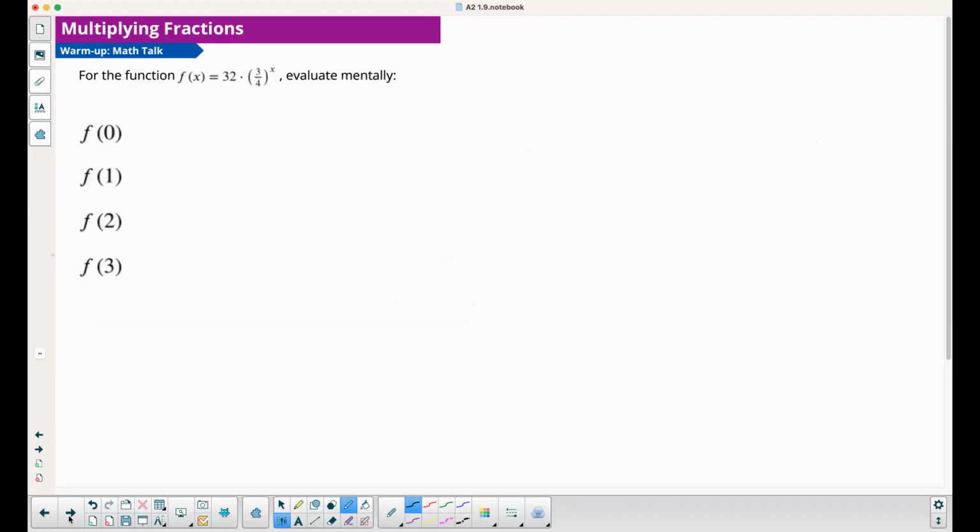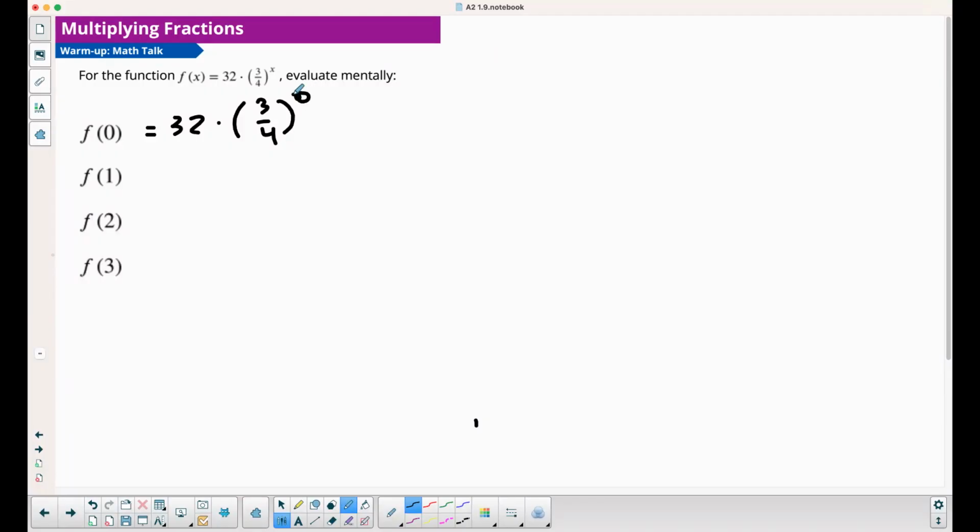All right, so a little warm up here. This is just a little review of order of operations, multiplying fractions, and function notation. It says to evaluate mentally. I'm not going to use a calculator, but I will use some scratch work on the side. So f of 0. What I'm going to do here is plug in 0 for x, so it's going to be 32 times 3/4 to the 0 power.